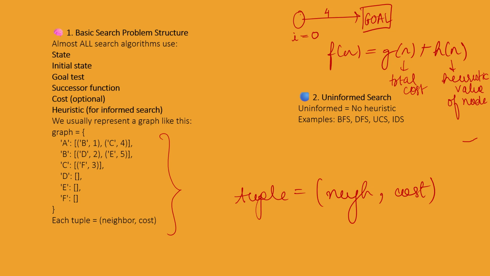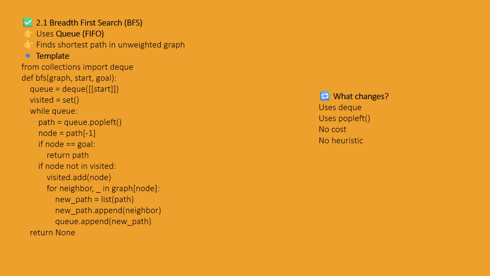So let's start with BFS, breadth first search. Breadth first search uses a queue and it finds the shortest path in an unweighted graph. Now, in case of BFS, there is a guarantee of an optimal solution. In DFS, we'll discuss it, but in DFS we get the path, but it may or may not be the optimal path. But in BFS, we are guaranteed an optimal path.